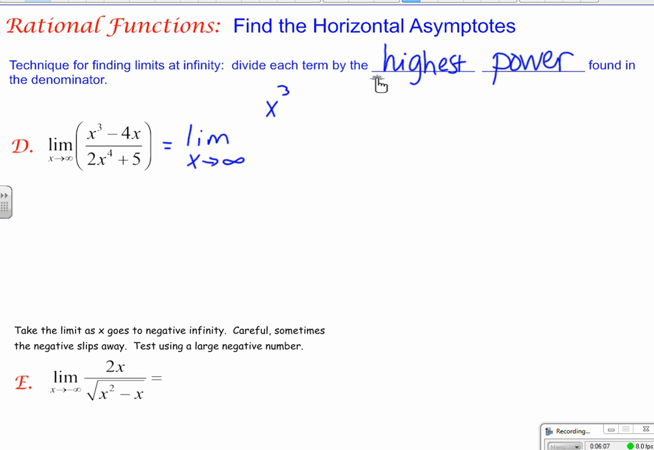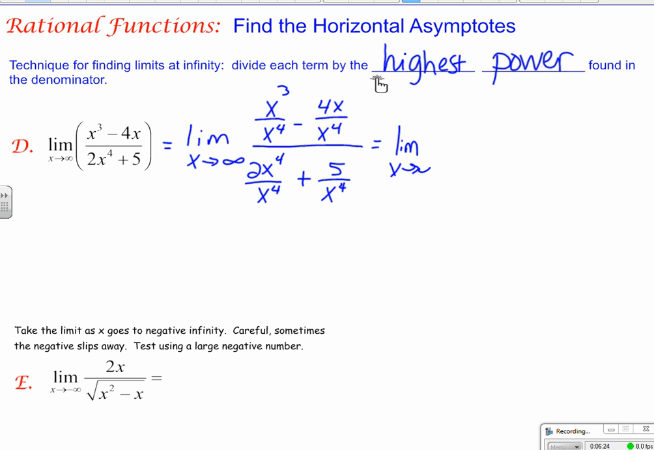On top, I've got x cubed over x to the 4th, minus 4x divided by x to the 4th, over 2x to the 4th divided by x to the 4th plus 5 divided by x to the 4th. Simplifying the limit as x approaches infinity. On the top, I'd have 1 over x, because that'll simplify. The next will be 4 over x cubed. On the bottom, the x to the 4th cancels, so I'm at 2 minus 5 over x to the 4th.